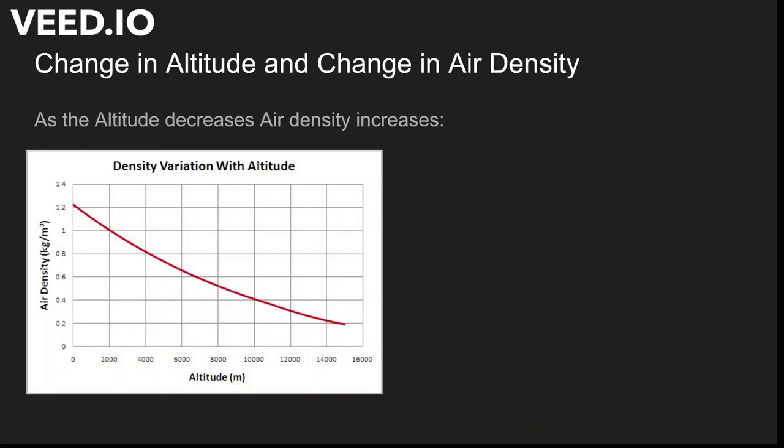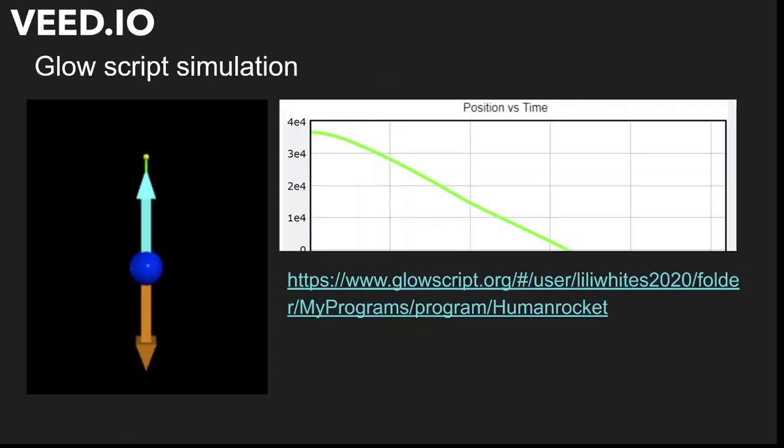The change in altitude and the change in air density. As altitude decreases, air density will also increase, as you can see in the graph, and there's a link to the GlowScript code.